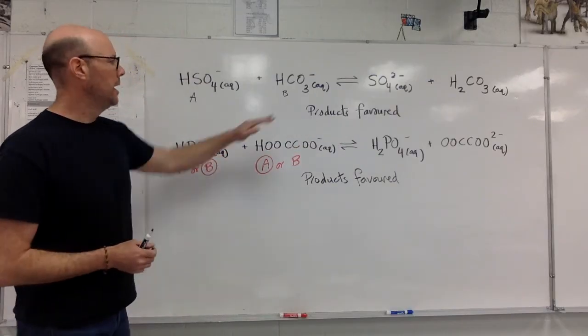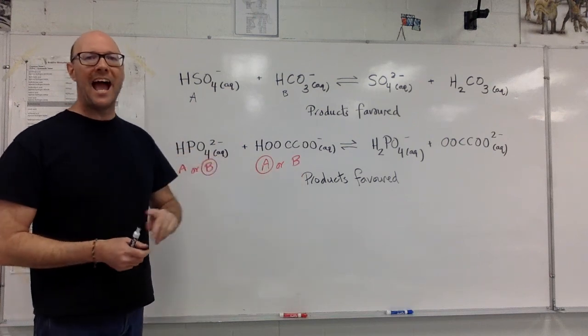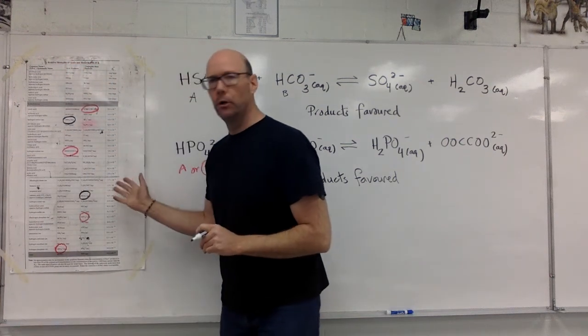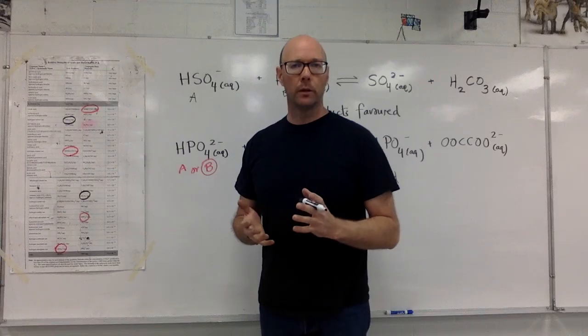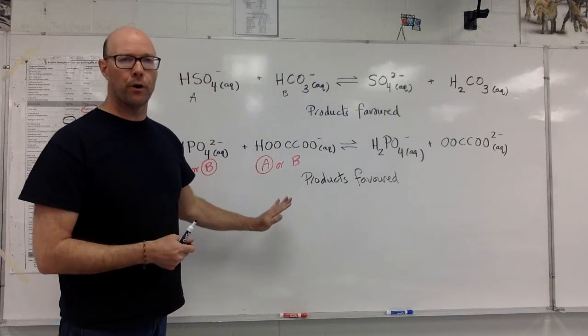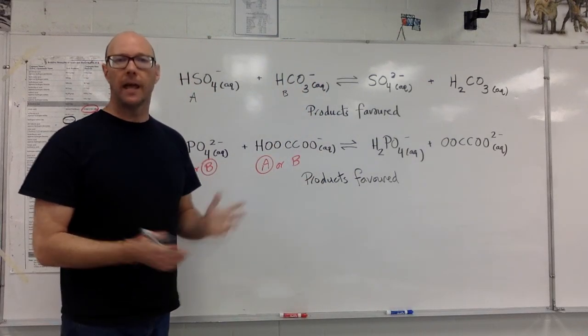And finally, in both of these examples, the acid was higher than the base on the table, so we classified both the equilibriums as favoring the products. And I hope that helps.